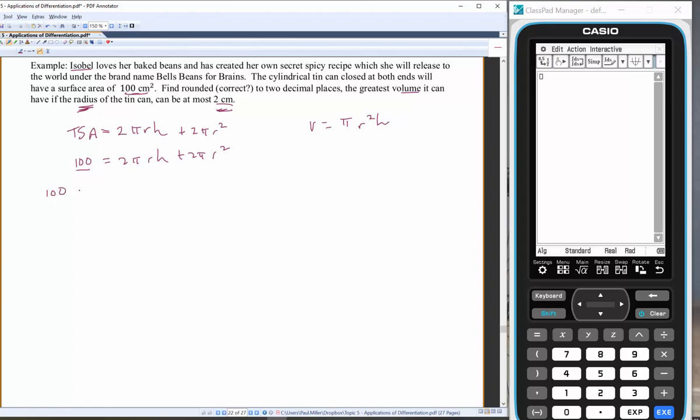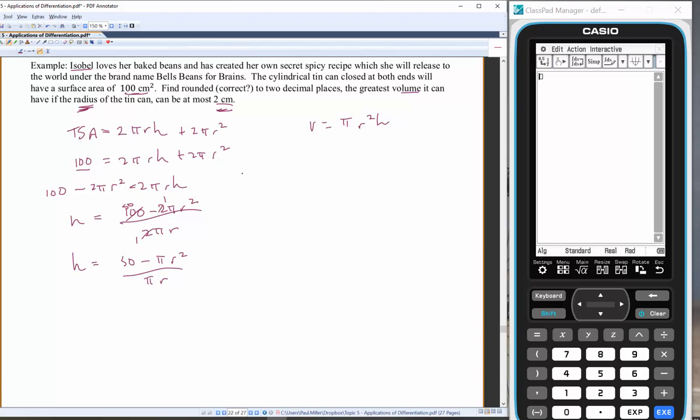I'm going to go 100 take away 2 pi r squared equals 2 pi r h. h equals 100 take away 2 pi r squared over 2 pi r. Let's see, what we can do is divide by 2 or pull out 2 as a common factor here. h equals 50 take away pi r squared over pi r. So I've cancelled that.